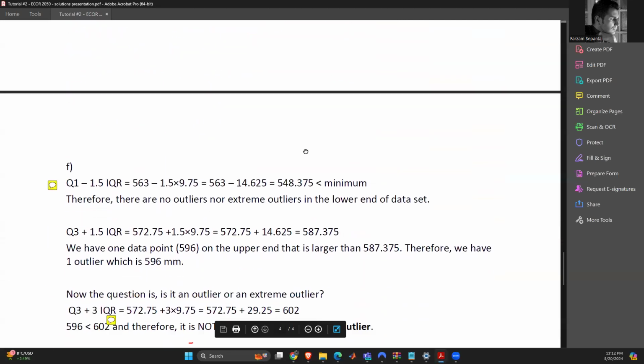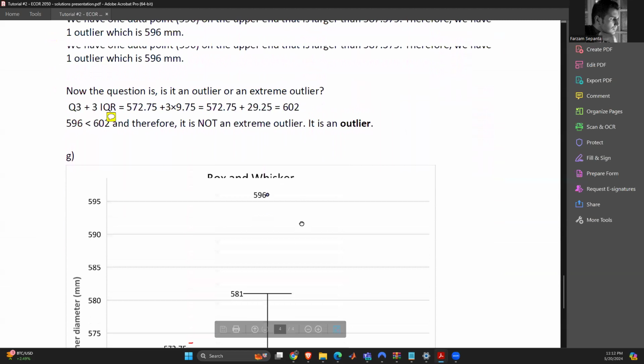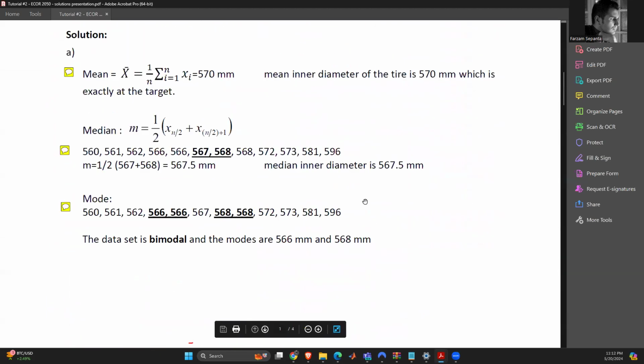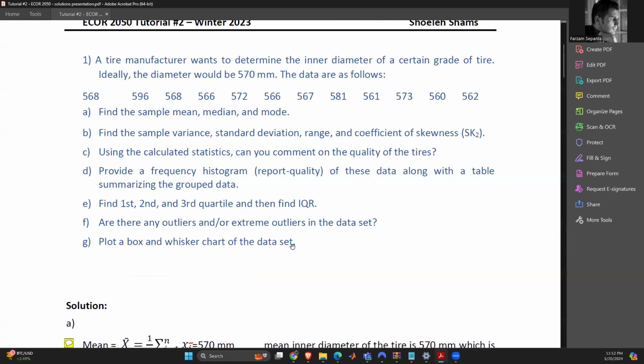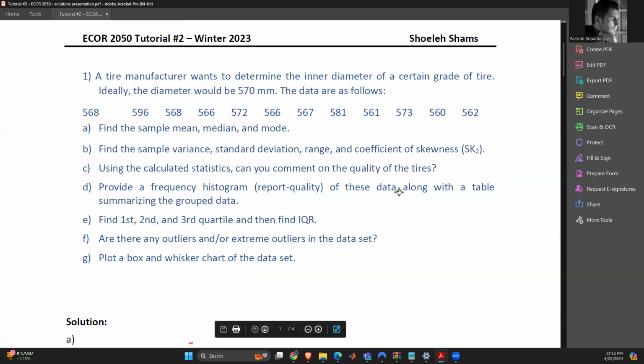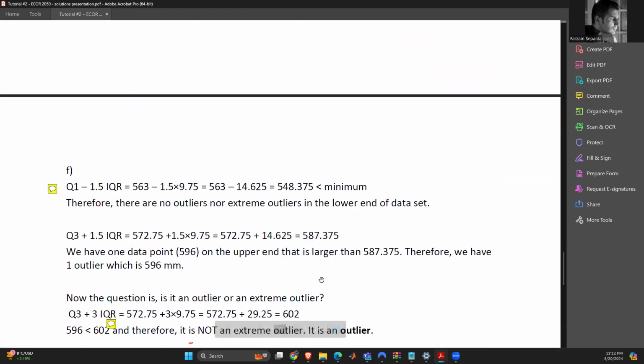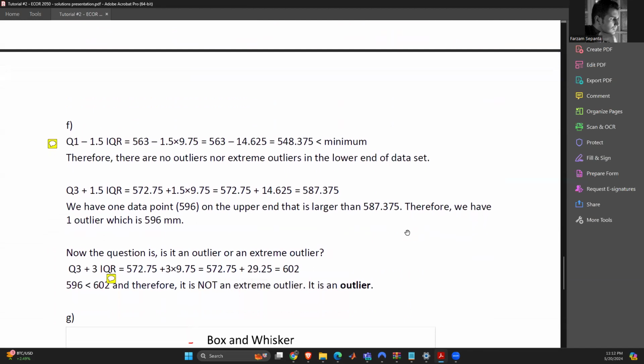I think we have two more sections that we need to solve for. Part F, I honestly forgot what it was. Are there any outliers or extreme outliers in the data set? Great, this is a great question because we have an outlier and we also have extreme outliers, which we're going to describe, along with what the difference is.